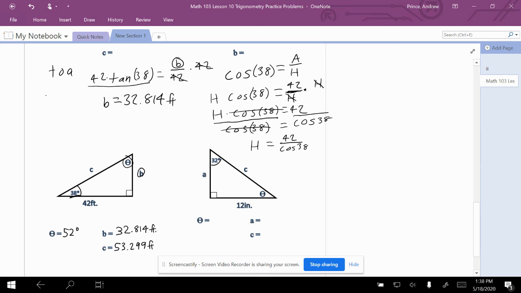To check our work, we can go ahead and use the Pythagorean theorem for the sides that we have. Since I have all the sides, I can take a squared plus b squared equals c squared, which would be 42 squared plus 32.814 squared, and take that answer and find the square root, and that gives me 53.299, which is what my hypotenuse is. So our work checked out. Our math was simple enough for the 52 degrees because all we did was the 180 rule. We have all our missing values here.